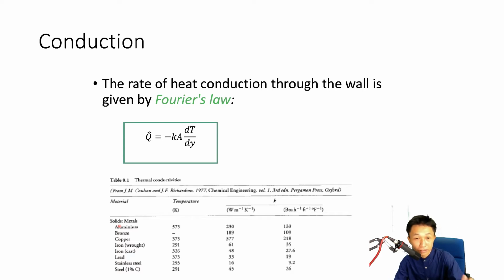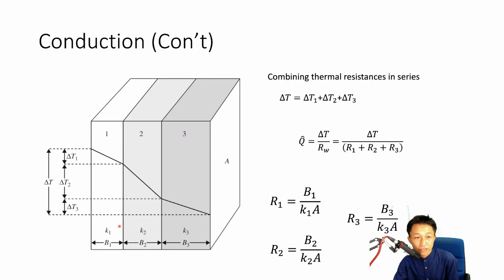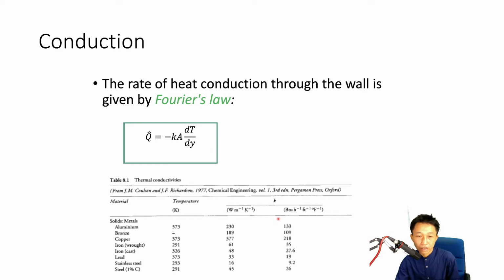Yes, and then we can look at the calculation later on. This is how it works if you pass through 3 different kinds of metal, 1, 2, 3, and you have this temperature change. So delta T is delta T1, delta T2, delta T3. The total Q is delta T over the resistances R1, R2, and R3. And this is how R1, R2, and R3 are calculated. K is again thermal conductivity.